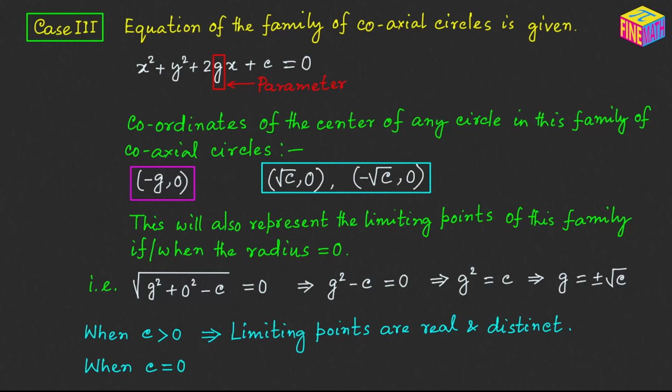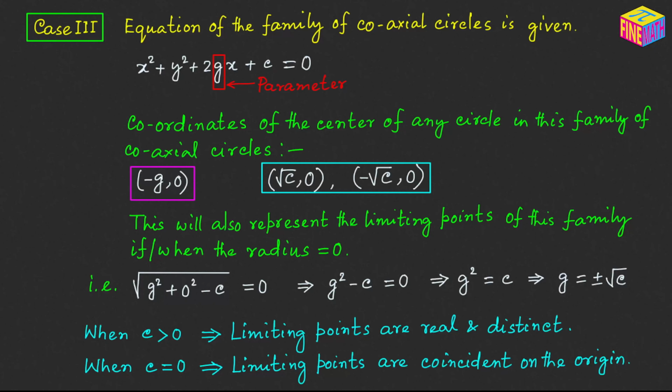When c is equal to 0, the limiting points will coincide with the origin. That means the coordinates of the centers of any circle belonging to this family would become 0, 0.